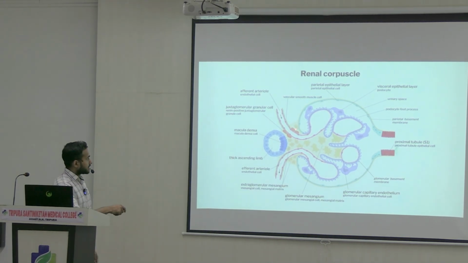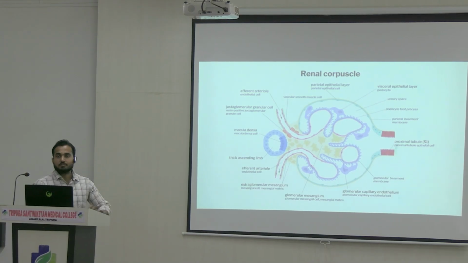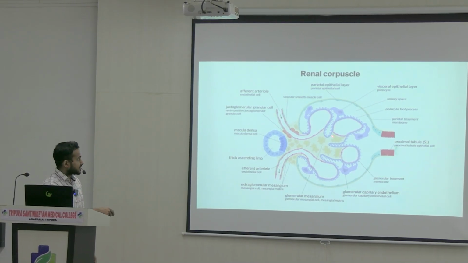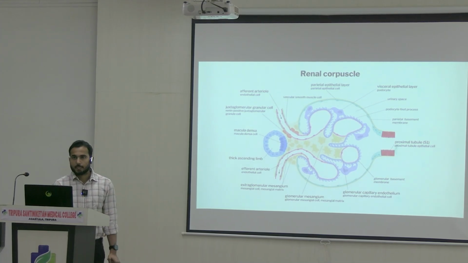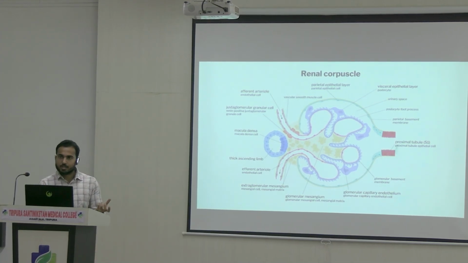Next I am talking about this particular area, where the mesangium is present, or you can say it is similar to the mesentery. This tuft of capillaries is supported by the glomerular mesangium. It is supporting, it is producing extracellular matrix, and it is regulating the flow of blood through these capillaries.